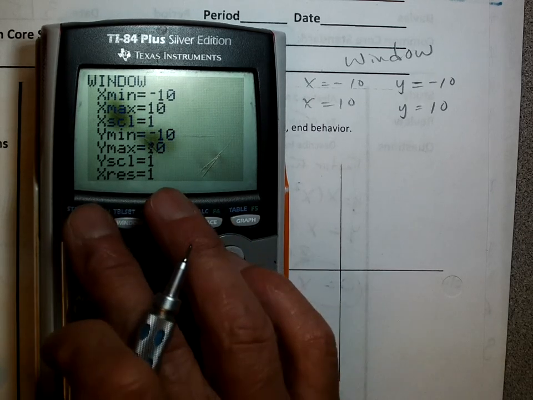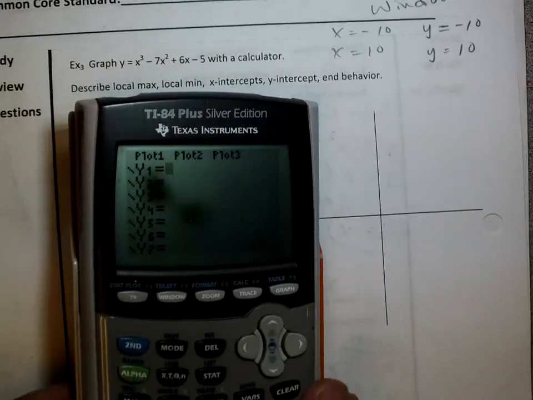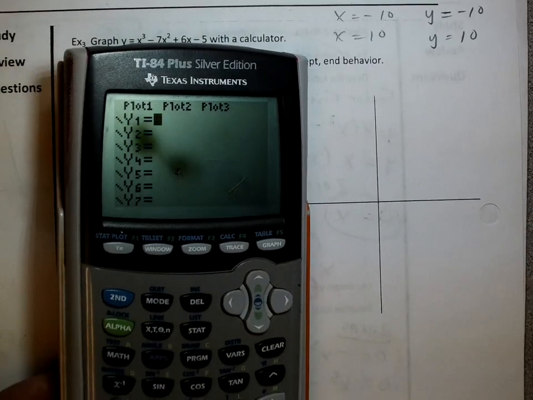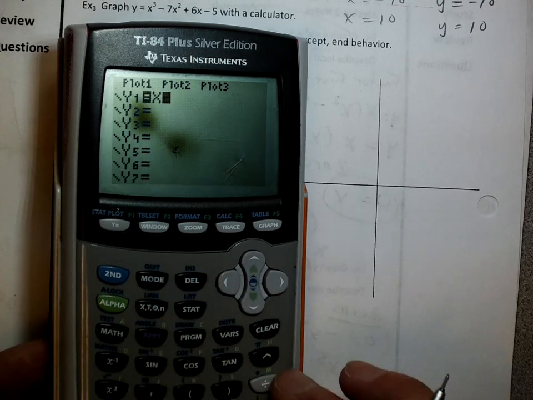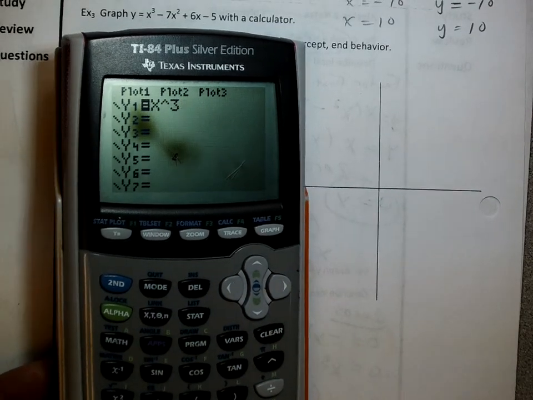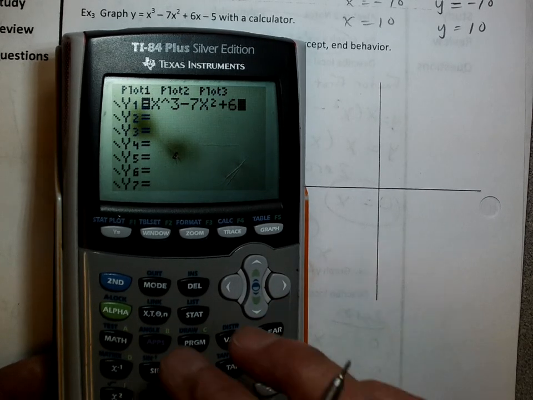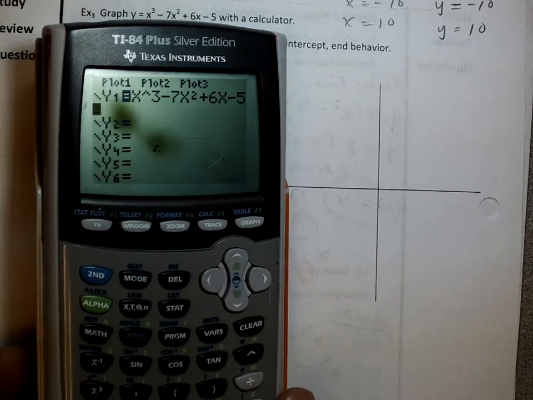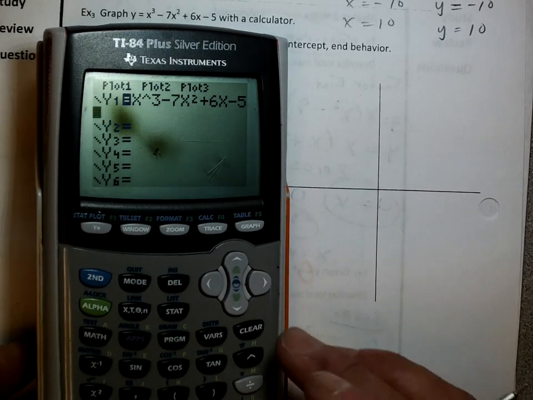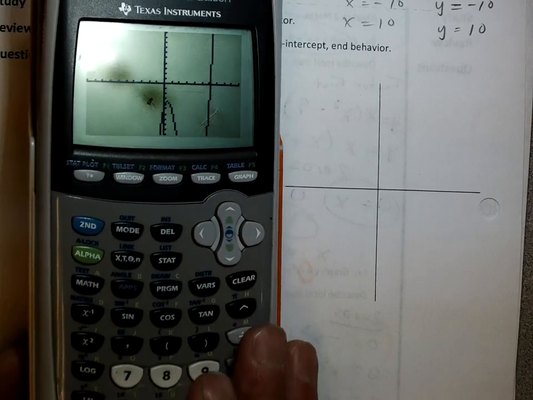And then I'll clear and put in my equation this time. Am I going too fast? Okay. X cubed minus 7x squared plus 6x minus 5, right? Okay, so I got it all typed in, and I'm going to push graph.